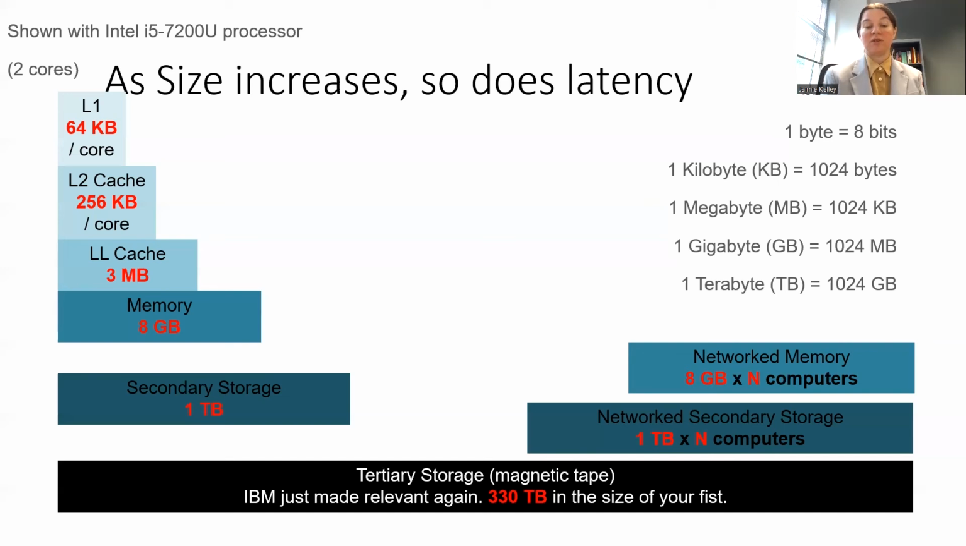Now, chief of interest here, we can use networked memory, which may be faster than accessing the secondary storage on our device. And we can use networked secondary storage, which gives us access to more data than we can possibly hold on our single computer.